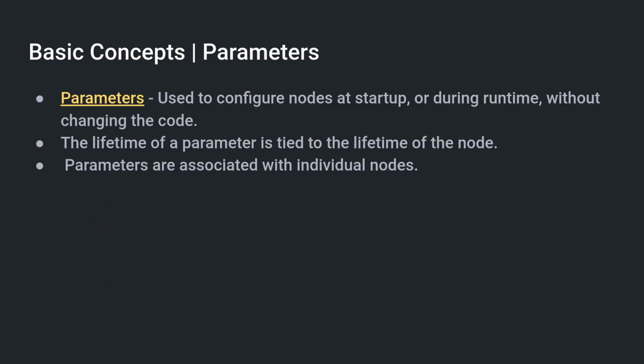All right, so let's move on to parameters. So parameters are used to configure nodes at startup or during runtime. And this is done without changing the code. So the lifetime of a parameter is tied to the lifetime of the node. So when the node starts up, it'll have the information about the parameters. And then once the node dies, the node will no longer have that information. When the node starts, it actually needs to load in that information. So parameters are associated with individual nodes.